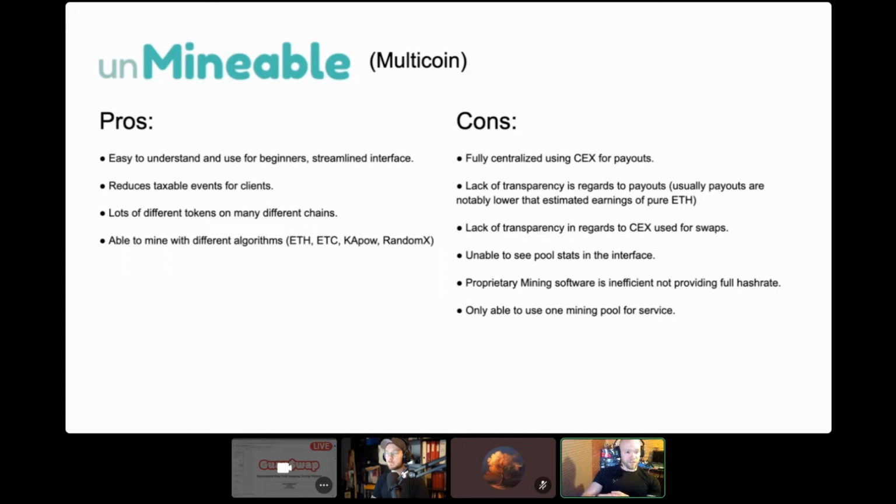Some of the problems with it is it's fully centralized, using a centralized exchange for payouts, which is something that GuapSwap avoids. There's a lack of transparency in regards to how the payouts actually work. There's a lack of transparency on how they're doing these swaps, if they have their own pool or if they're sending it to an exchange. You're unable to see the pool stats at all, which is a problem. So you don't know how much hash rate is actually in the pool, or how often the payout should be. They have their own mining software that seems inefficient in comparison to some other mining software, and you're only able to use the one mining pool for their service.